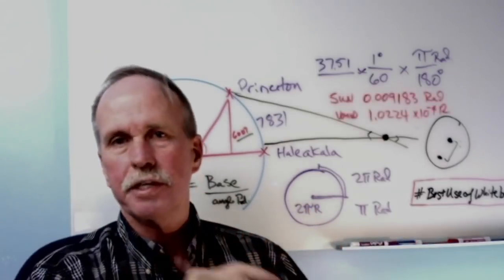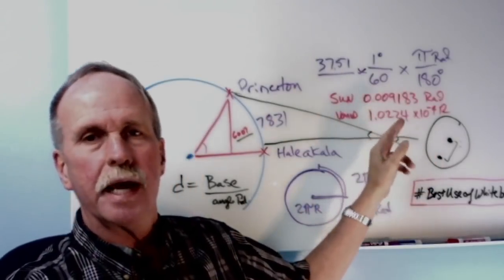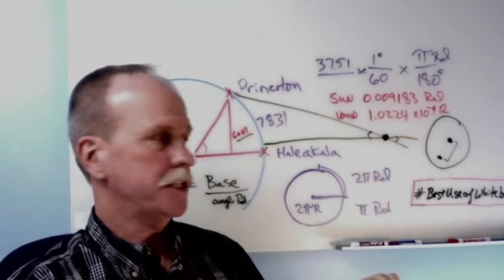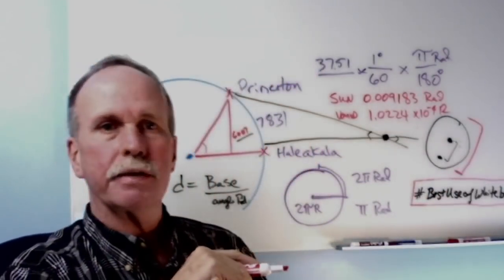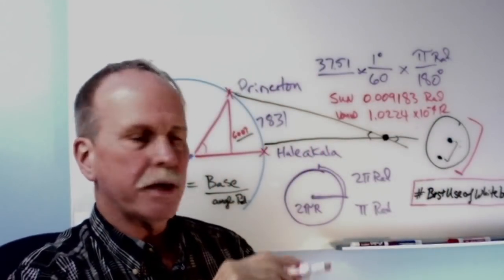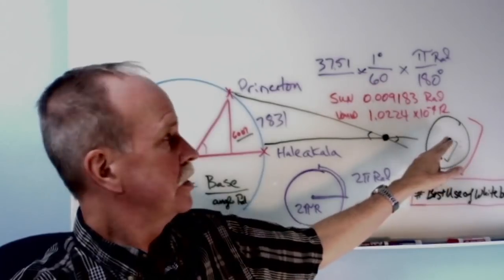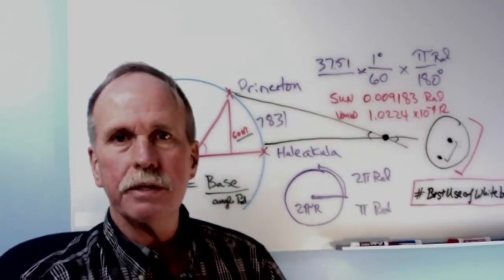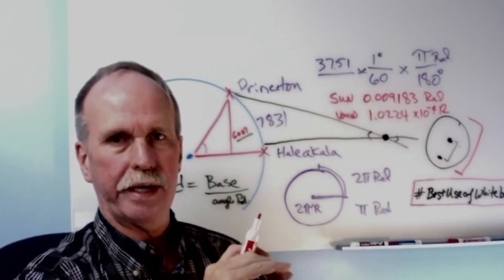So here's the numbers that we got. For the sun, it's 0.009183 radians, and that's the distance from here to here, the diameter of the sun. Now, the parallax of Venus between the two silhouettes of Venus is 1.0224 times 10 to the negative 4 radians.